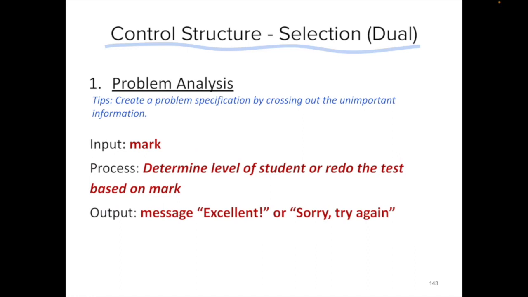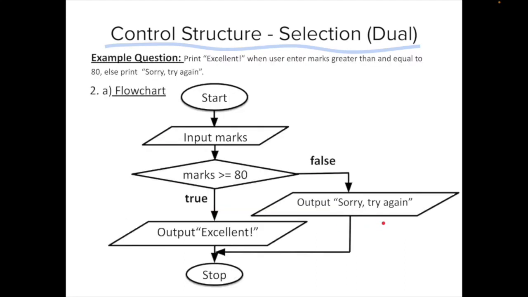Okay, kita buat problem analysis ni. Okay, sama macam tadi. Okay, input masih sama, which is marks. Okay, proses pun sama. Determine level of student or redo the test based on marks. Kita dapat tambah perkataan sikit lah kat sini kan. Then output kita pun ada pertambahan, which is the message excellent or message sorry, try again. Dan macam mana kita punya flowchart akan jadi? Dia akan jadi macam ni.